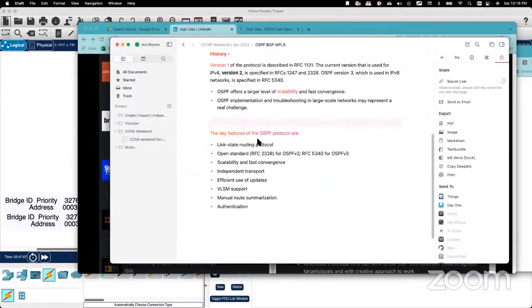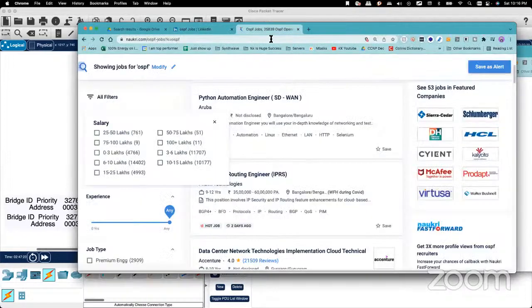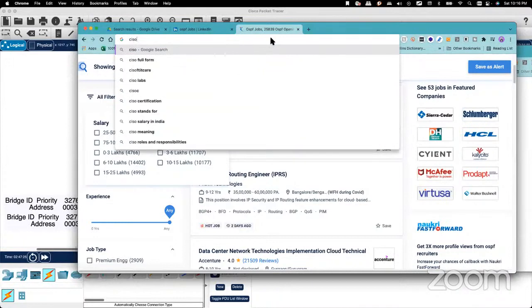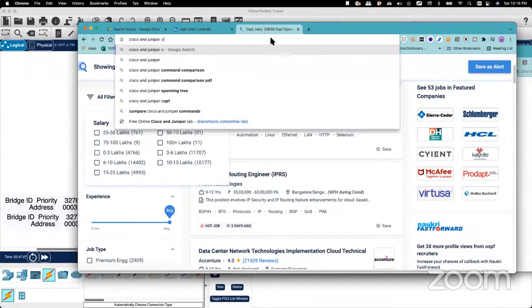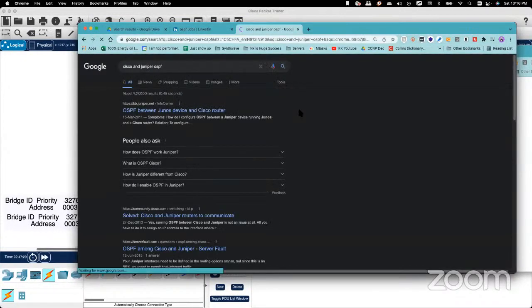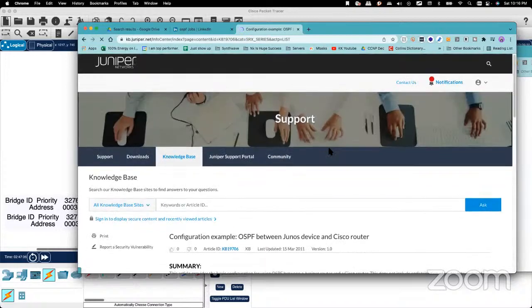Okay. So the key features of the OSPF protocol are, it's a link state routing protocol, and you will understand what the difference is. It's open standard, which means any company can use OSPF. Juniper can use it, even Cisco can use it. So here we can see Cisco and Juniper OSPF. When you learn Cisco OSPF and check the Juniper document, you can see how to configure OSPF on a Juniper router.